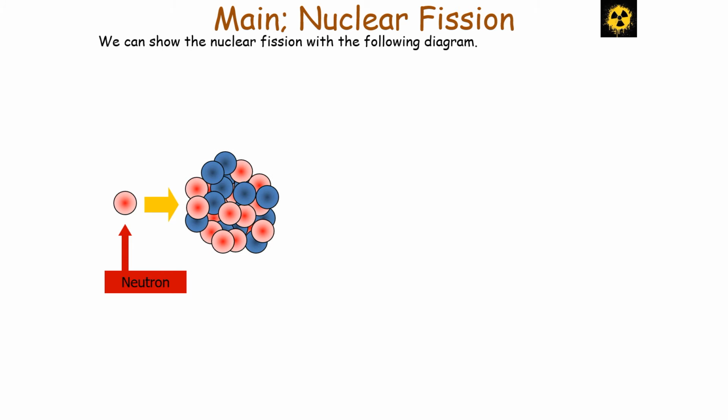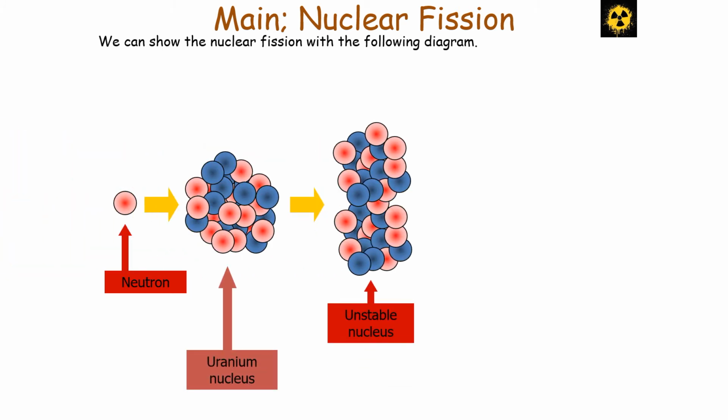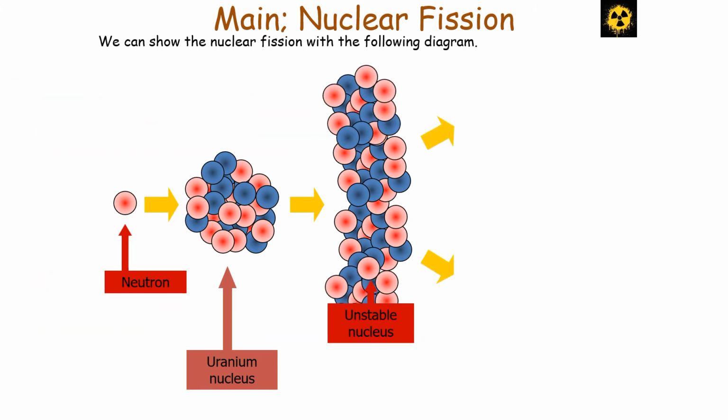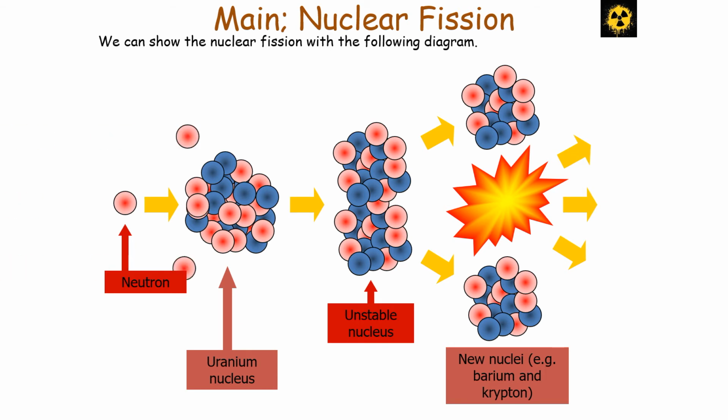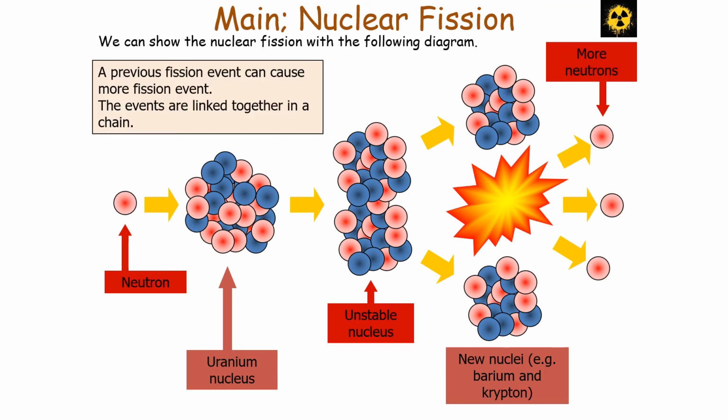So we can look at this with the following diagram. You start off with a neutron that gets fired and absorbed by an unstable uranium nucleus. It makes it even more unstable and makes it want to split into 2, and when it splits into 2, you have your new, more stable nuclei. That then produces some energy, which can be either in the form of kinetic energy or gamma rays, and it will also produce 3 more neutrons, which can then go and find new uranium nuclei. Now a previous fission event can cause more fission events. The fission events are linked together in a chain.